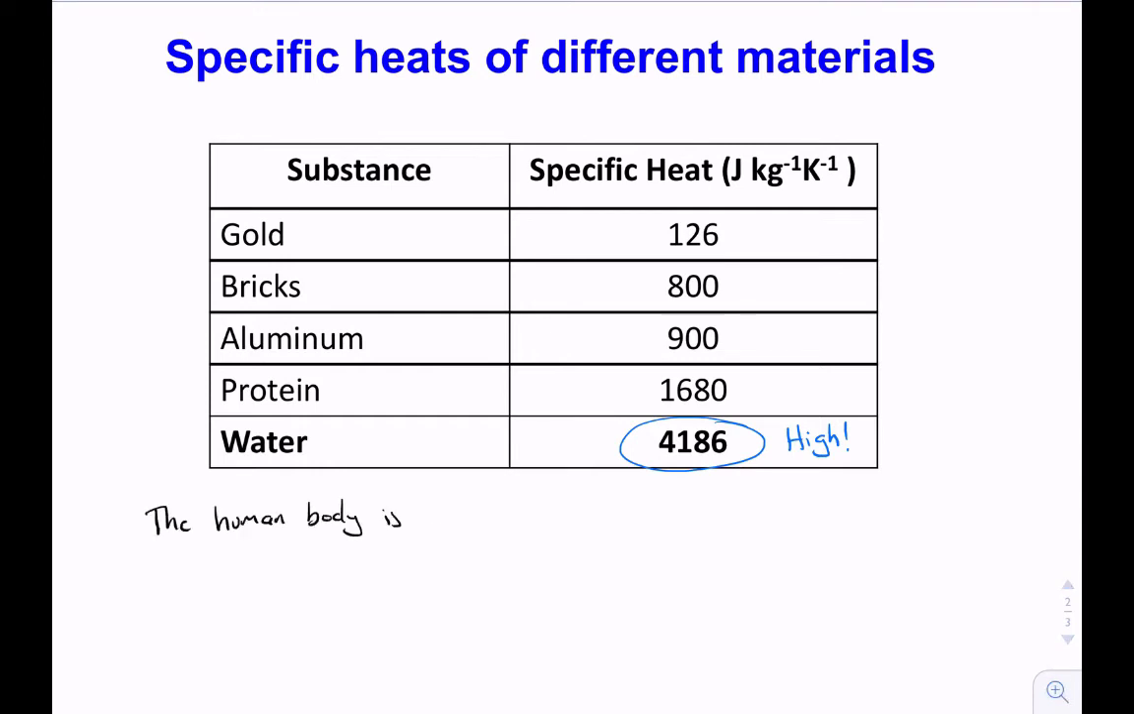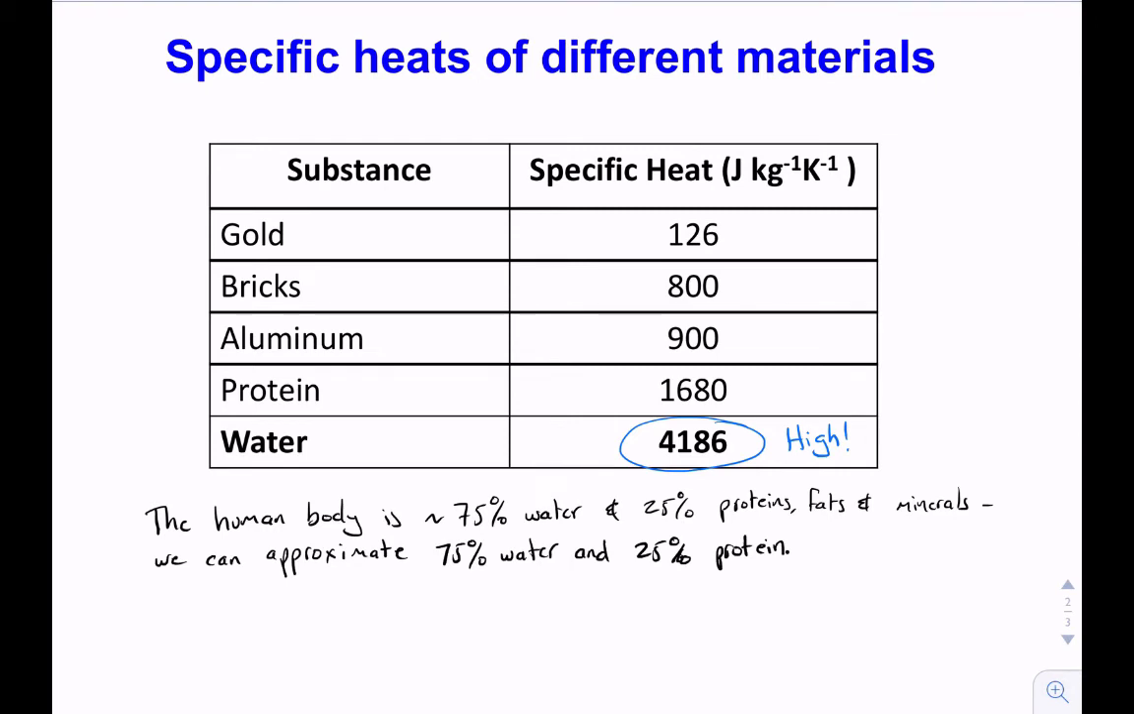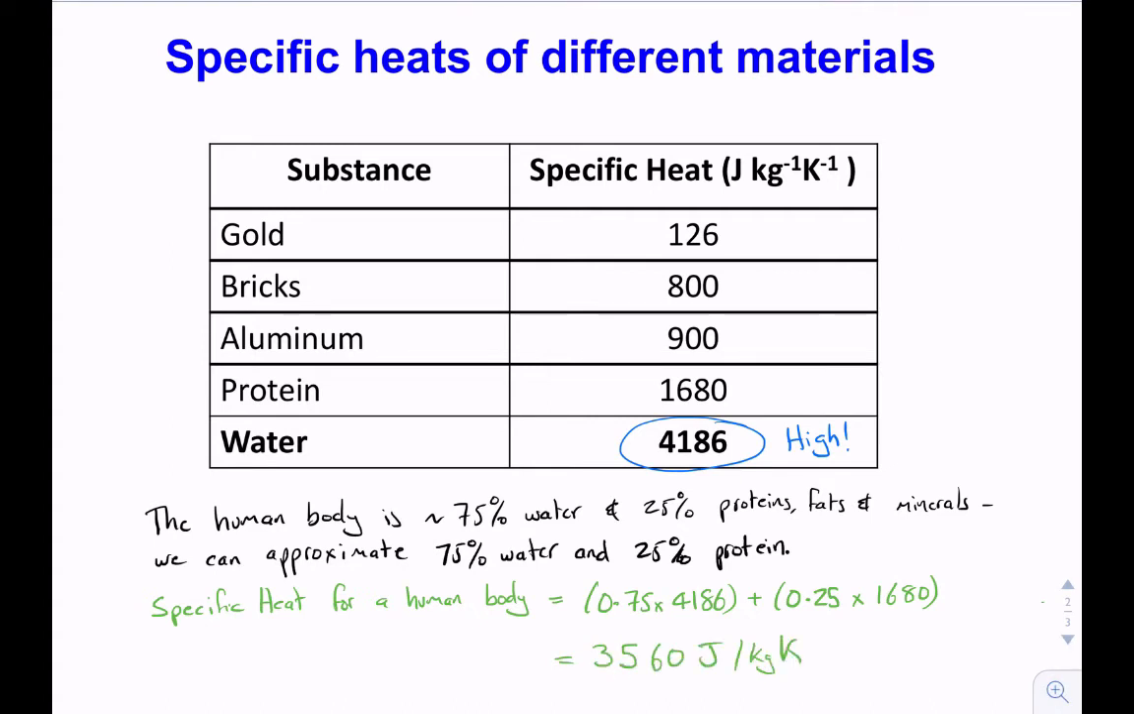The human body is made up of water, proteins, fats, and minerals. To an approximation, this is 75% water and 25% protein. So we could calculate the specific heat capacity for a human body based on a simple rule of mixture. If we say 75% of the specific heat of water, 4186, plus 25% of the specific heat of protein, 1680, and we multiply that out, we get the specific heat of a human body, which is approximately 3,560 joules per kilogram Kelvin.